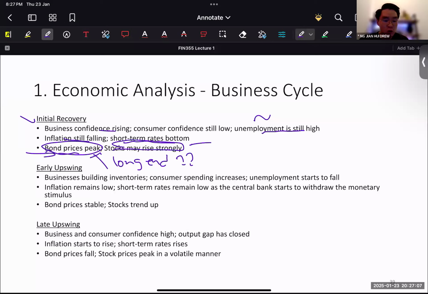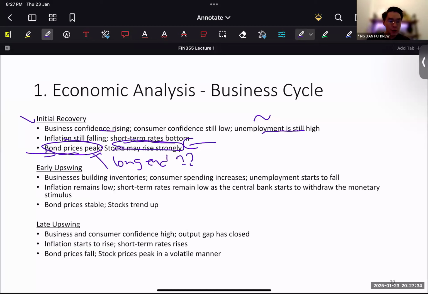Stock may rise strongly. I think just yesterday, S&P just hit another record high, right? So yes, stocks are still rising very strongly. Of course, this can be due to many factors that not necessarily because of the economic condition. So we need to dive deeper to really understand why. But of course, the S&P just hit a record high yesterday, so maybe we're in the initial recovery.